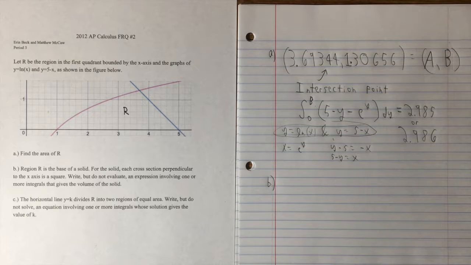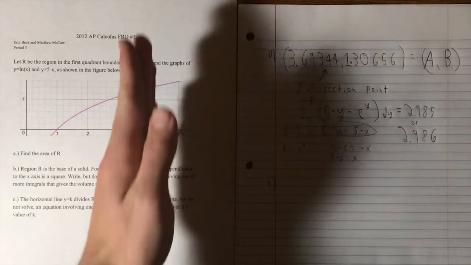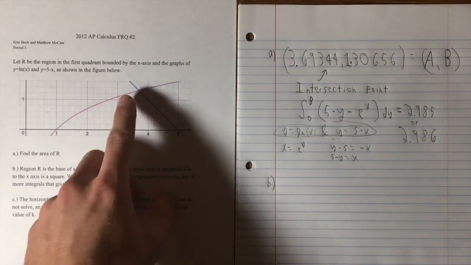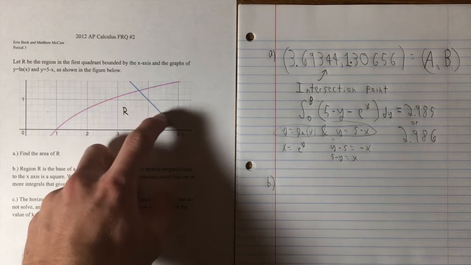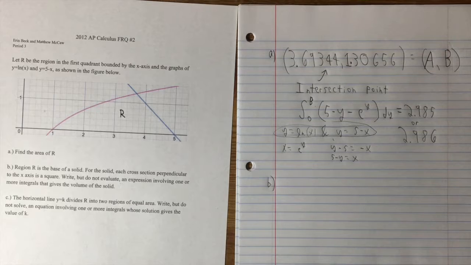So we can use the equation y equals ln of x, which is this, up until we hit this point right here, because that is the x value of the intersection point. And from right there, we're going to need to change to using this equation. So we'll have two separate integrals in this problem.